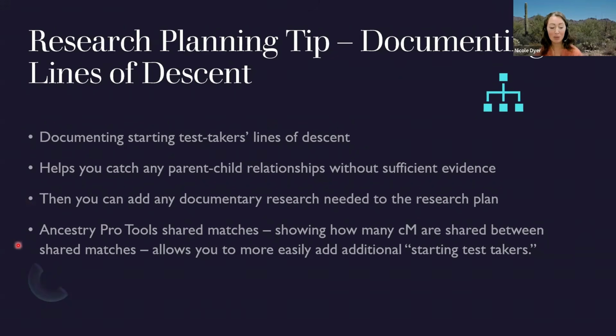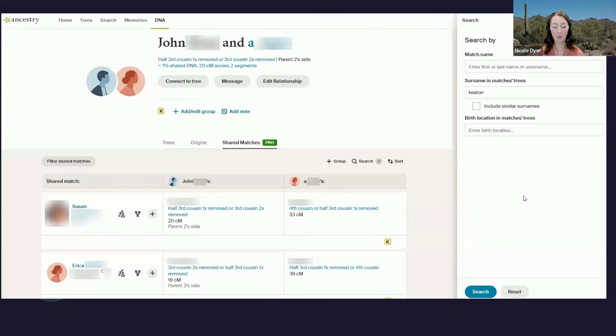Like I said, with Ancestry Pro Tools, shared matches show us how many shared centimorgans are shared between the shared matches, so we can now add additional starting test takers. I'll show you an example of that. In my research question, I wanted to know if the descendants of Sally Reeves matched the descendants of William Keaton, to see if Sally was also a daughter of William Keaton.